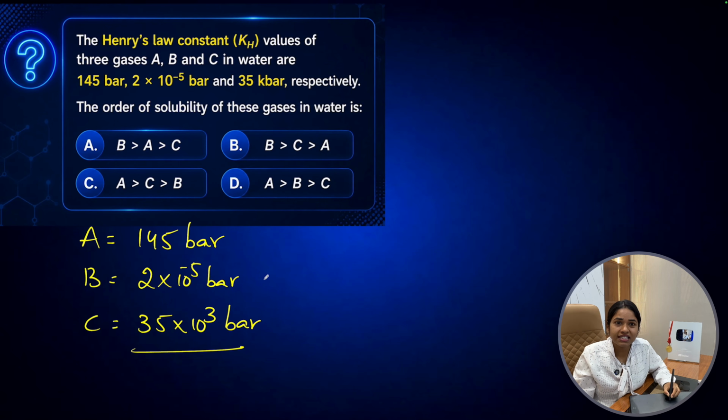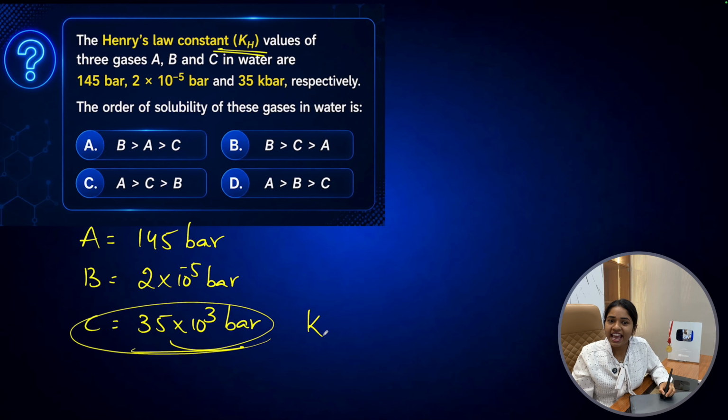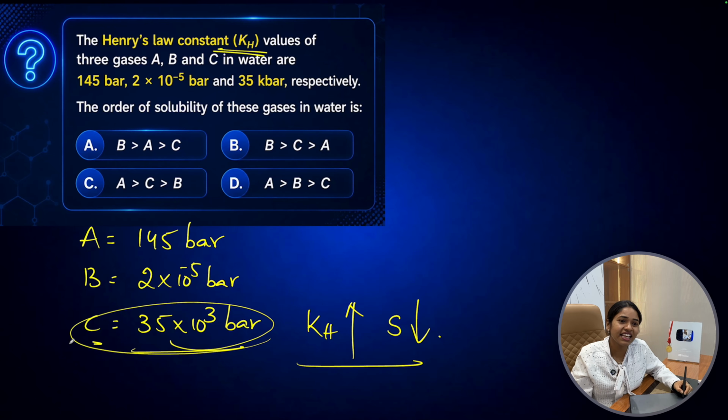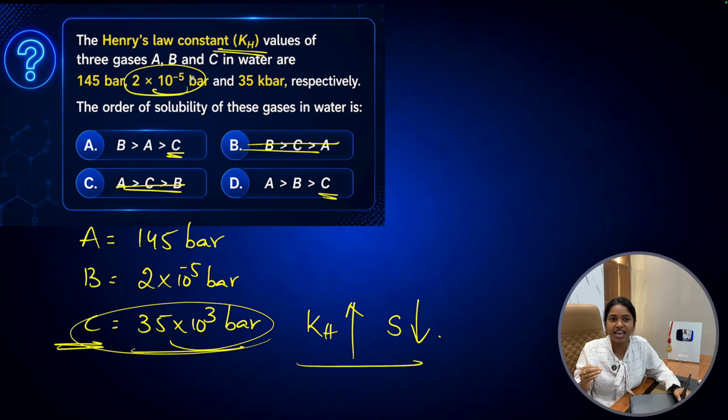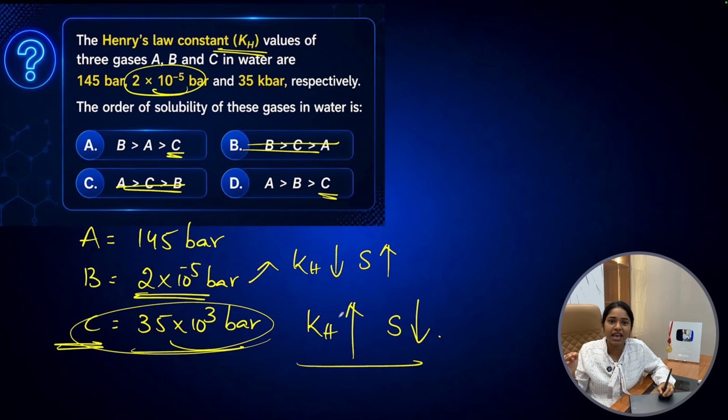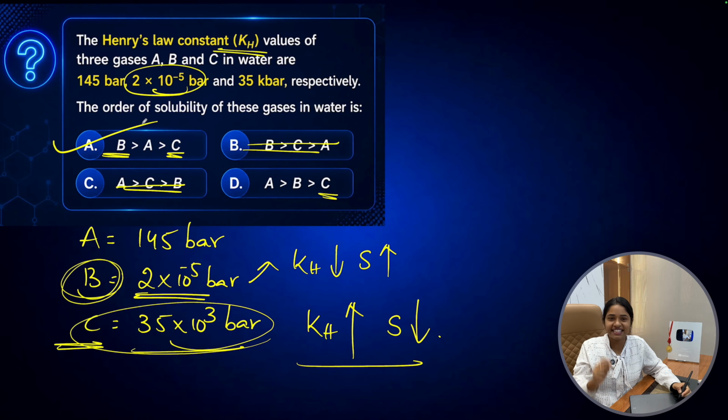Now, the more the KH value, which is more? This is more. If the KH value is more, then what happens to the solubility? Least. C is least soluble. So this option is A or C. Now in these 3, which is having a lower KH value? B is having the lowest KH value. Low KH value, high solubility. So among A, B, C, which is more soluble? B is more soluble. So option A is the correct answer.